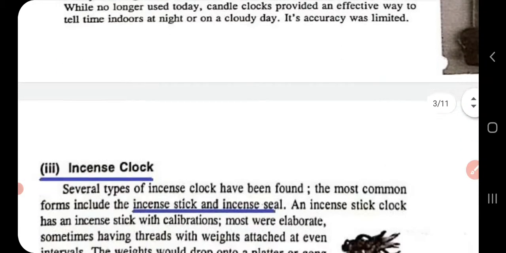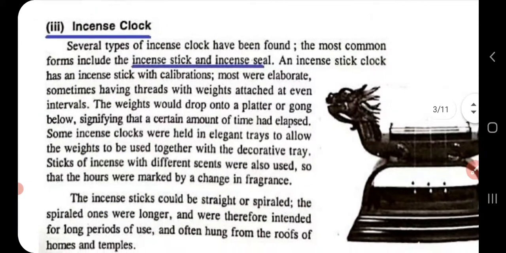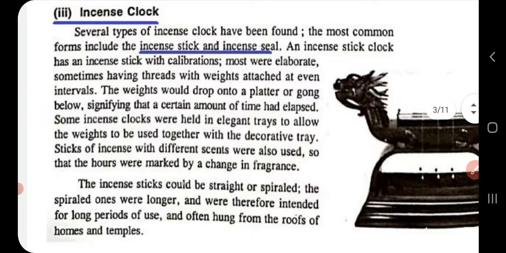Now the next one is the incense clock. Several types of incense clock have been found. The most common forms include the incense stick and the incense seal. Here the term incense means fragrance or a pleasant smell. An incense stick clock has an incense stick with calibration. So it will have an incense stick, that is, a fragrant stick with calibrations, with readings marked on it, and those markings actually stand for time.